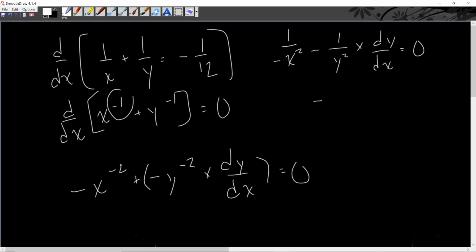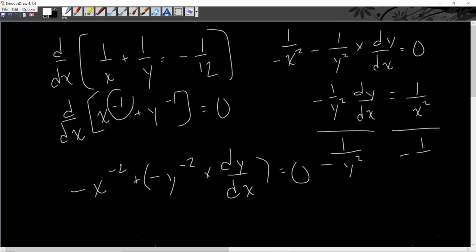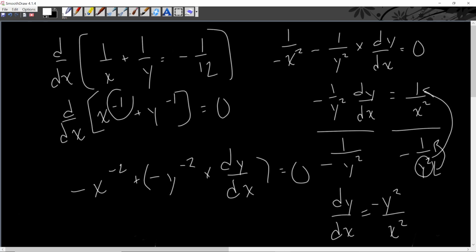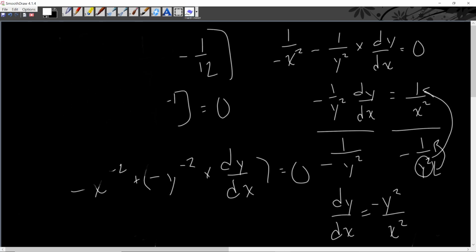So negative 1 over y squared dy dx is equal to positive 1 over x squared. And we divide both by negative 1 over y squared. You flip those fractions, and then this will just be multiplied to the numerator. So we're just going to have dy dx is equal to negative y squared over x squared. Alright? And yep, that's correct. Next one.